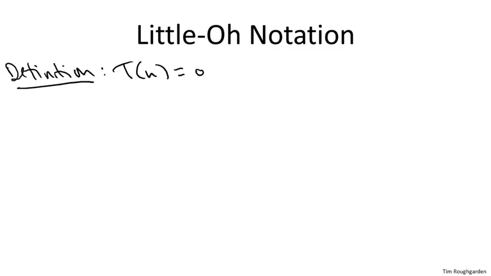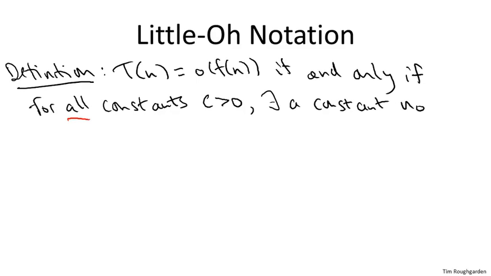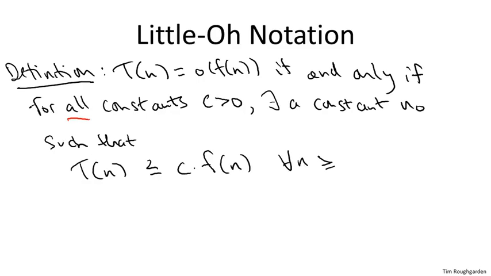So formally, we say that a function T of n is little o of f of n if and only if for all constants c, there is a constant n naught beyond which T of n is upper bounded by this constant multiple c times f of n. So the difference between this definition and that of big O notation is that to prove that one function is big O of another, we only have to exhibit one measly constant c, such that c times f of n is an upper bound eventually for T of n. By contrast, to prove that something is little o of another function, we have to prove something quite a bit stronger. We have to prove that for every single constant c, no matter how small, for every c there exists some large enough n naught beyond which T of n is bounded above by c times f of n.